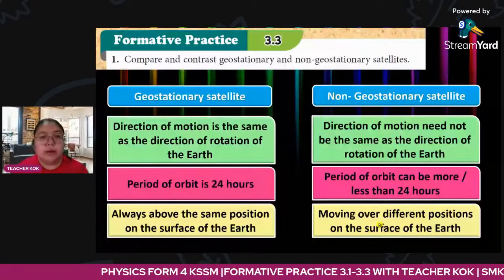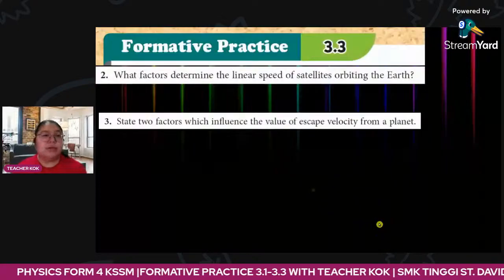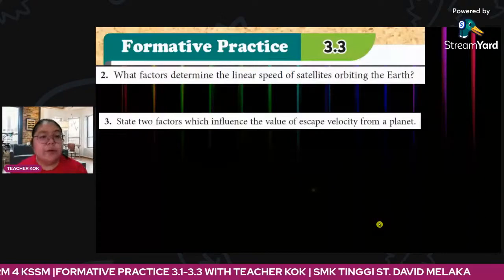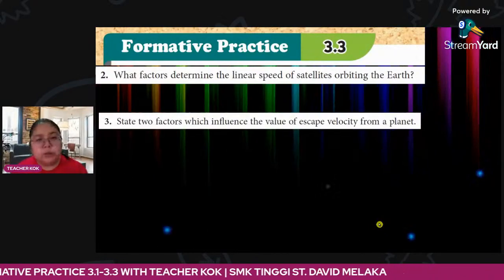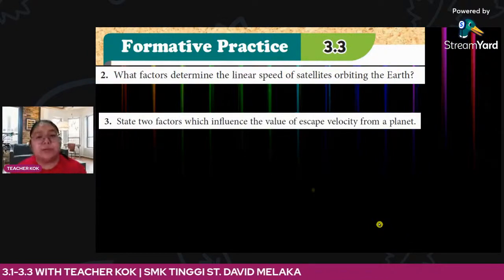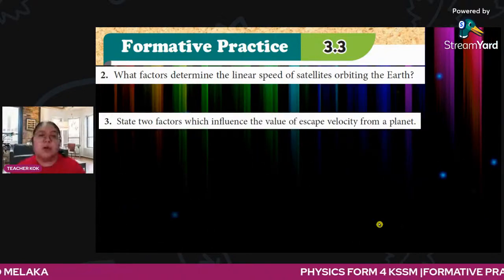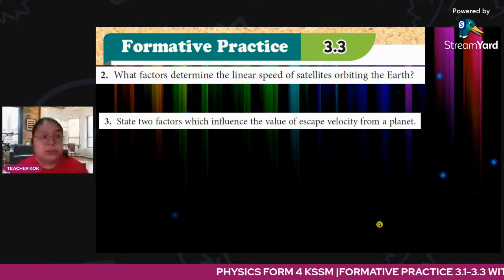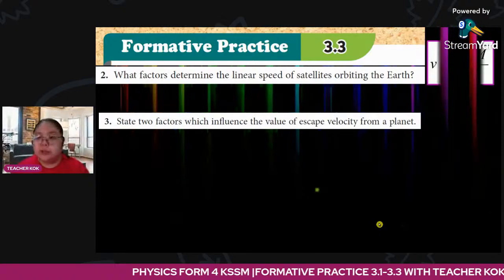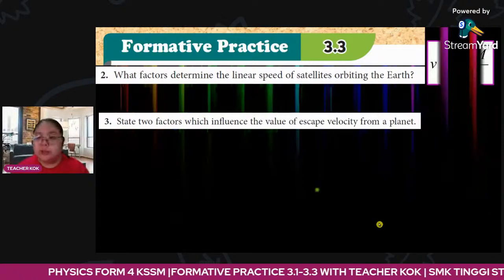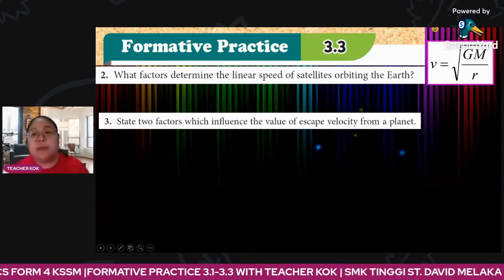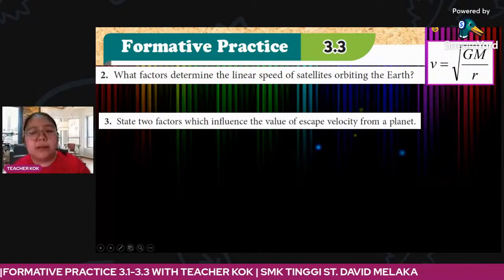Okay, then we go through to question number 2. From here, what's the factor to determine the linear speed of the satellite orbiting the Earth? They ask about factor, so linear speed. So we need to take out the formula for linear speed. Then we need to see what's the factor. So from here, I show. Okay, this one is the formula for the linear speed. What should be the factor that will affect the speed?